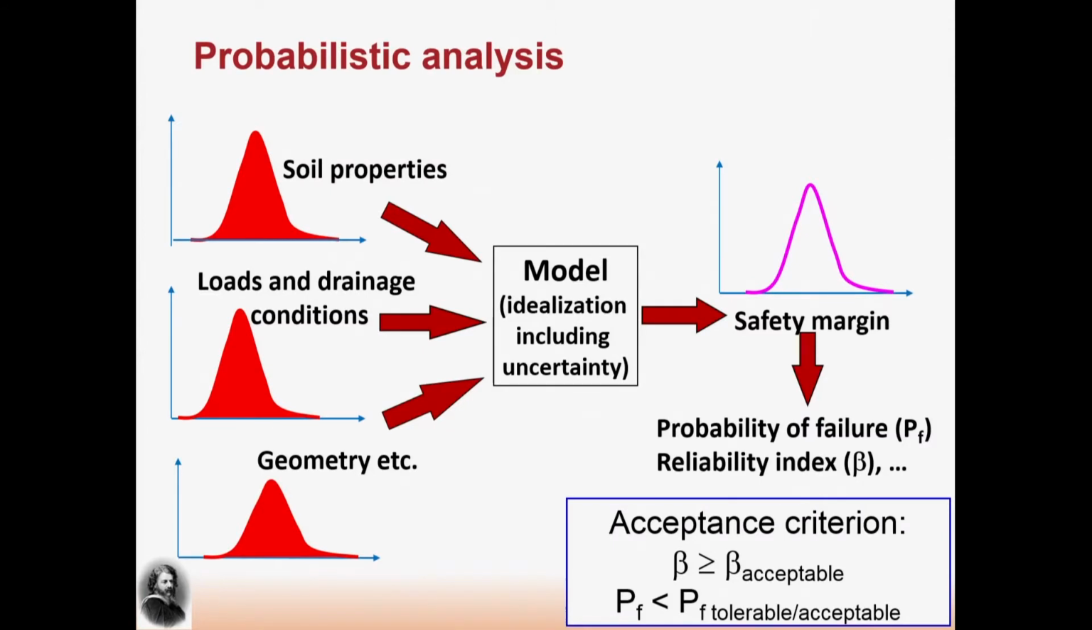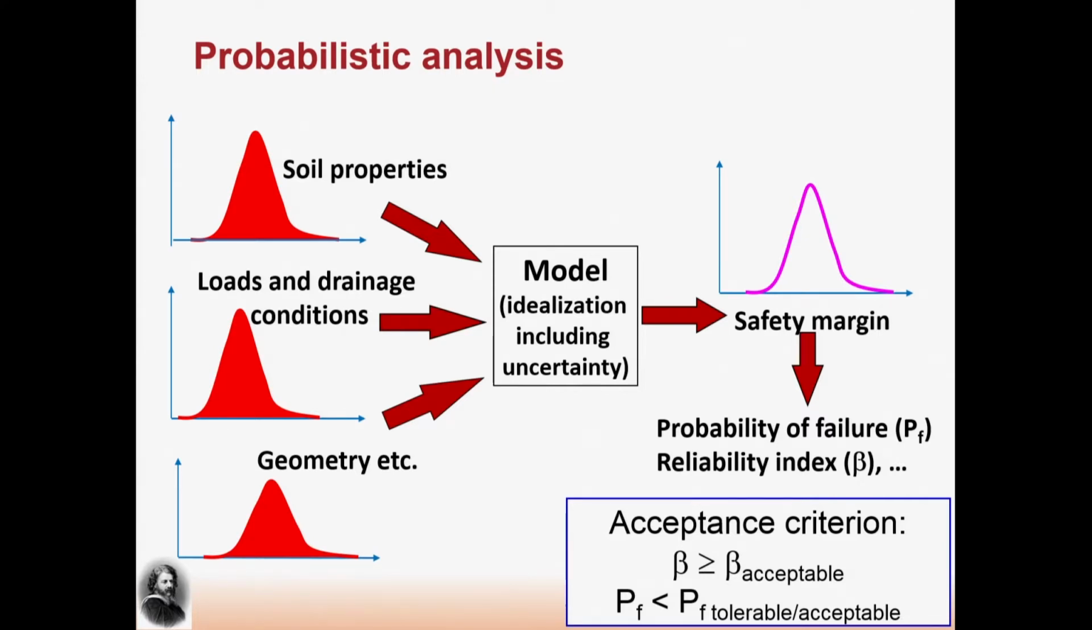When you do probabilistic analysis, you do the same thing. It's not more complex. You have to have maybe a little bit more input data, but you input again the soil parameters, the loads, the geometry, but you describe them as a distribution of values, as a minimum value, the maximum value, and its mean.